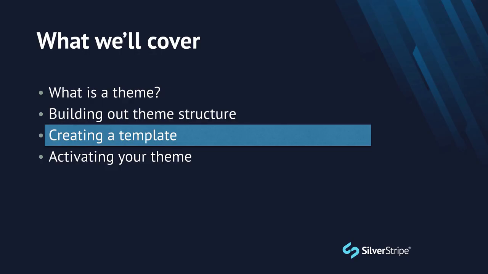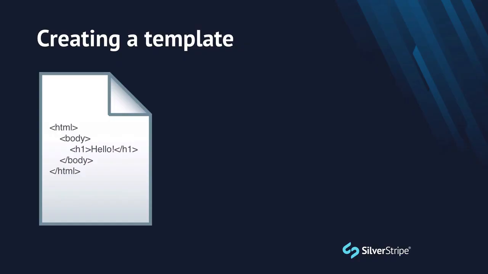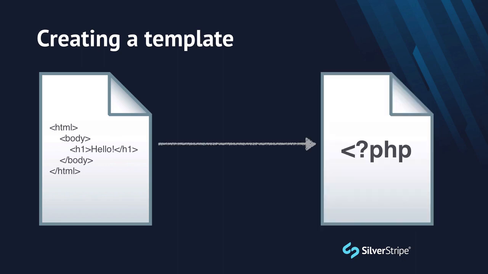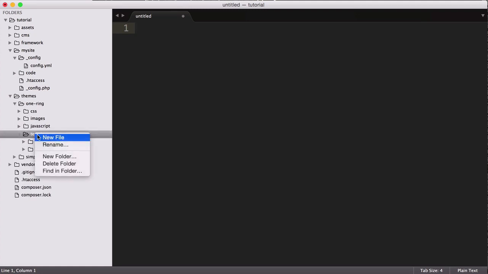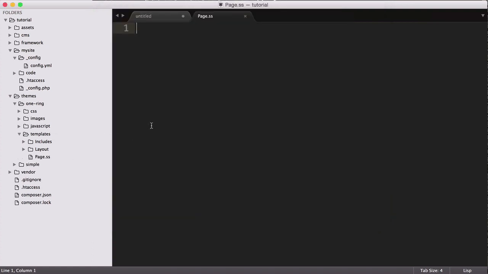Next, we'll create the most fundamental component of a theme, and that is a template. In SilverStripe, templates are not just HTML documents, but rather PHP code that is compiled from SilverStripe's own template syntax behind the scenes. You don't ever have to worry about how that code is compiled. You're going to be writing in a template syntax. But to make that distinction clear, we have to name our templates with the .ss extension. So in your templates directory, create a file called page.ss. And inside that file, we'll create a basic HTML document.